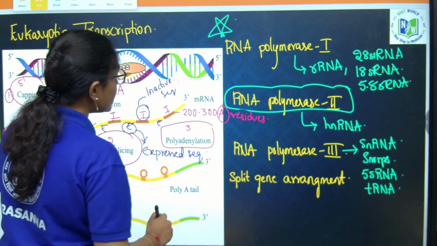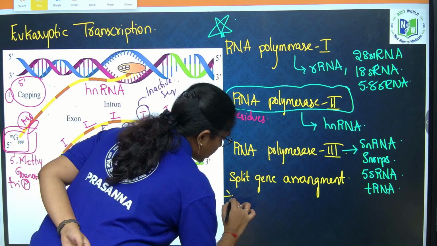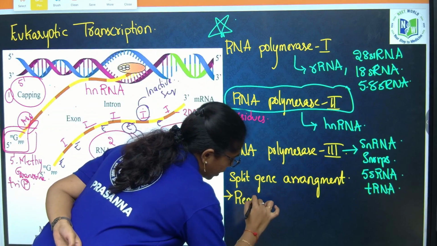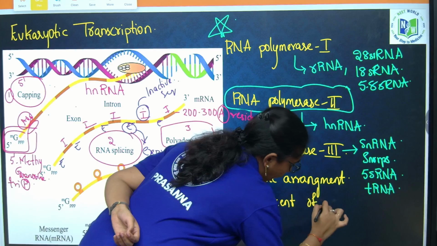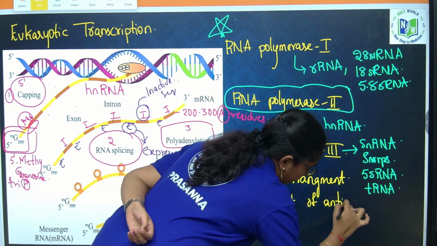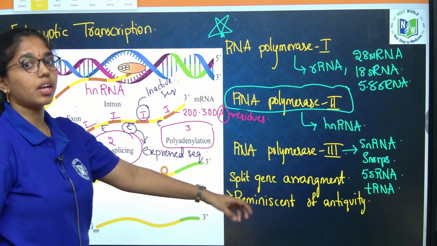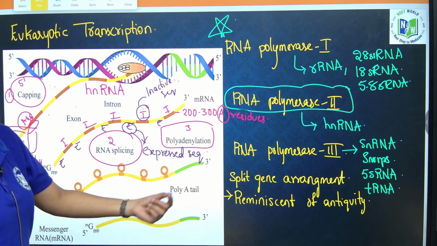So this heteronuclear RNA is also acting as a reminiscent of antiquity, wherein it is reminding about the ancestral cell like archaebacteria, wherein the same split gene arrangement is seen.